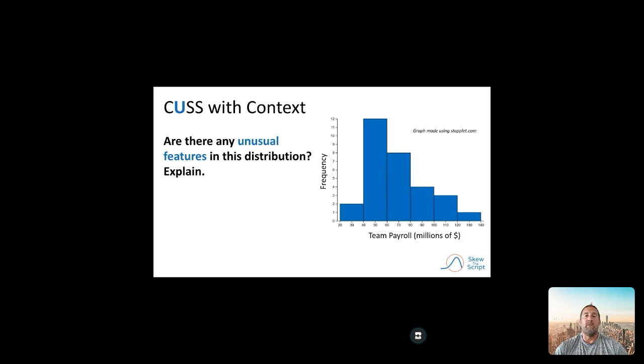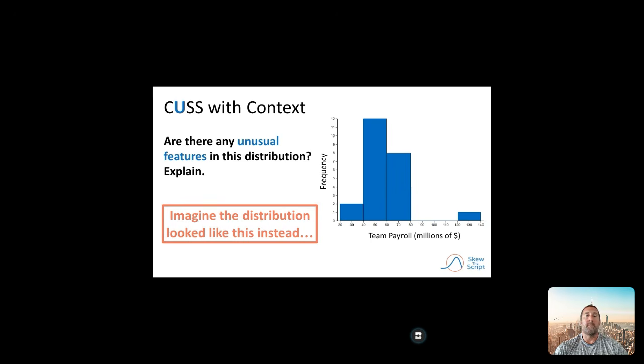Next, you may be asked whether there are any unusual features. To see what unusual features could look like, we imagine what the distribution actually looks like instead.